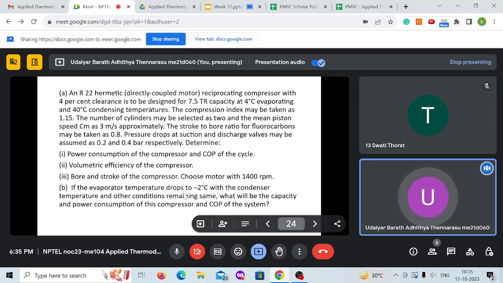If the evaporator temperature drops to minus 2 degrees Celsius with the condenser temperature and other conditions remaining the same, what will be the capacity and power consumption of this compressor and COP of the system? Previously we saw some vapor compression cycle, so it's a clubbed question of the compressor for the VCR problem. We'll see how to solve this.